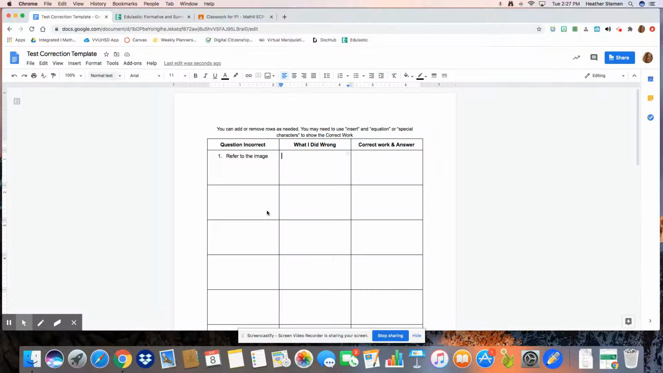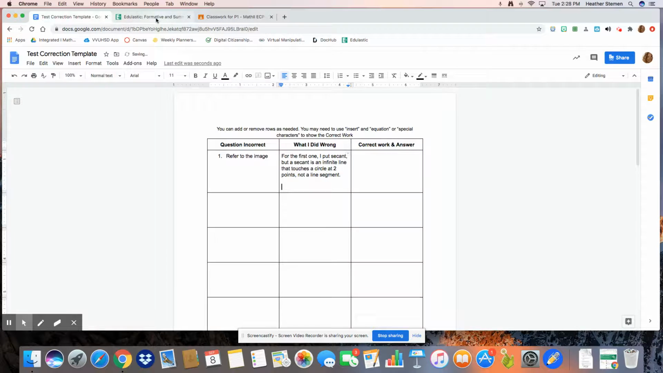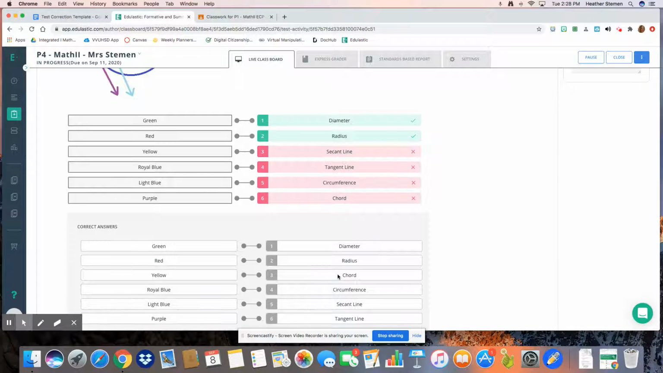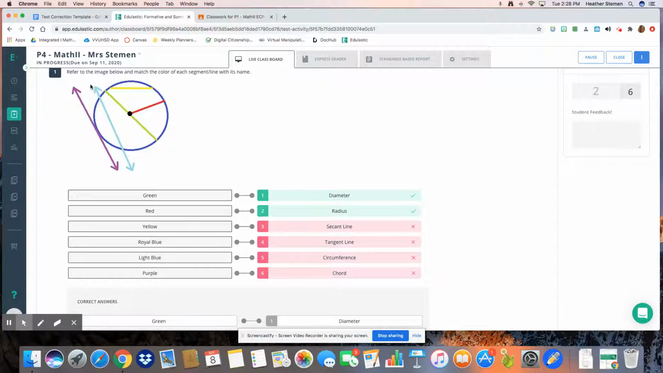So you're going to go over to your test correction, and you're going to say, for the first one, I put secant, but a secant is an infinite line that touches a circle at 2 points, not a line segment, right? So this person, again, they put secant when it should have been chord because chords are line segments. Secants are the entire infinite line.